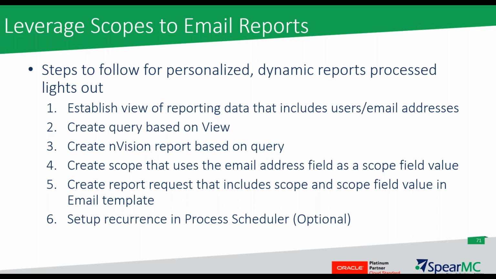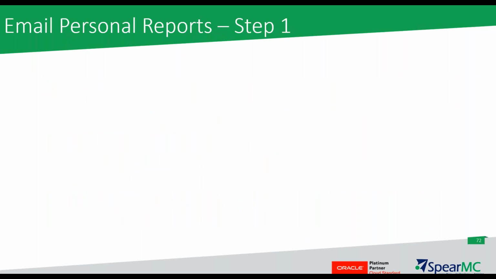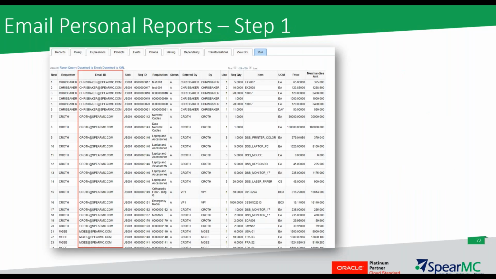Once you have your view, you're going to create a query on that view. You're going to build nVision based on that query. You're going to create a scope. You're going to do your report request and pull in the scope. And then, of course, you can set this up through recurrence, so you can actually generate these personalized reports on a recurring basis. Okay, let's take a look at an example. All right. So I've got a very simple query here that is looking at outstanding requisitions.